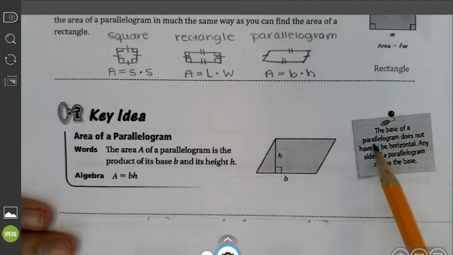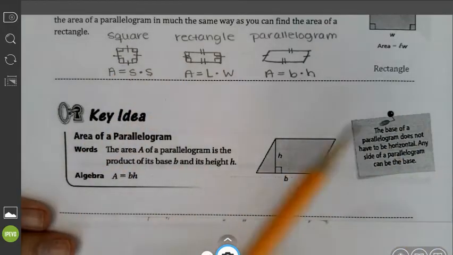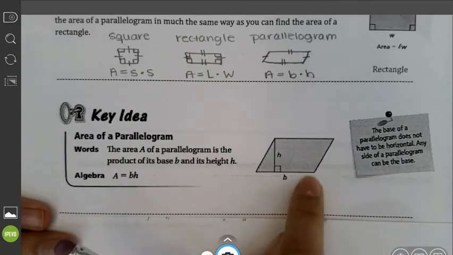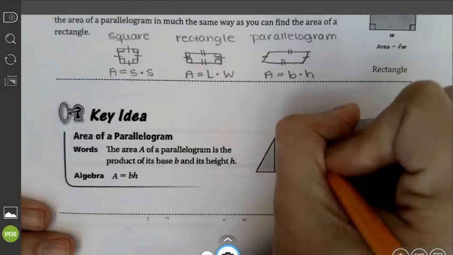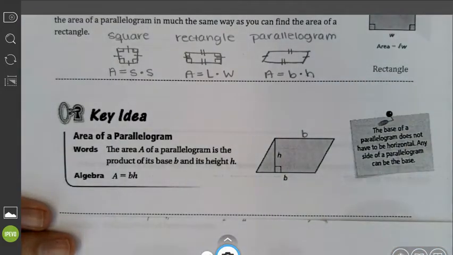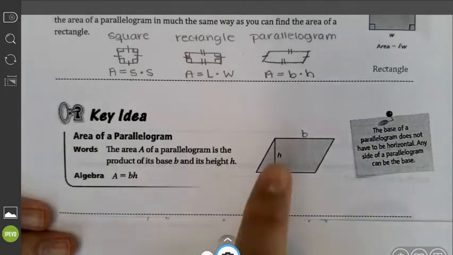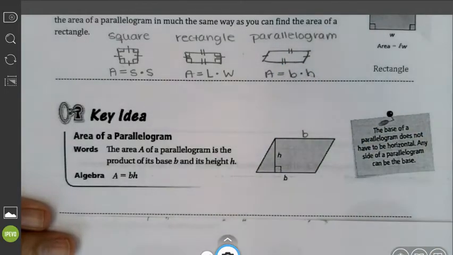The base of a parallelogram does not have to be horizontal, meaning side by side, side to side. Any side of the parallelogram can be the base. So you'll notice here, this is the base. This top piece could also be the base in this circumstance because I know opposite sides of parallelograms are equal. That's what I talked about up here.